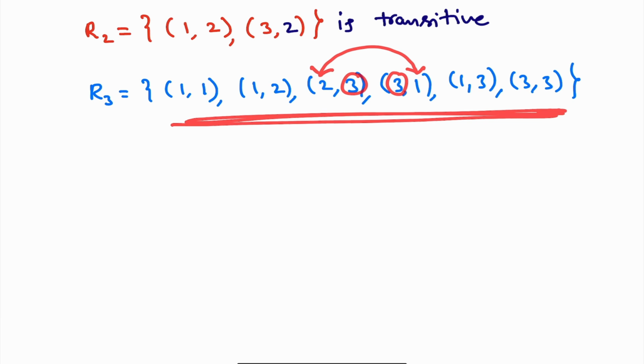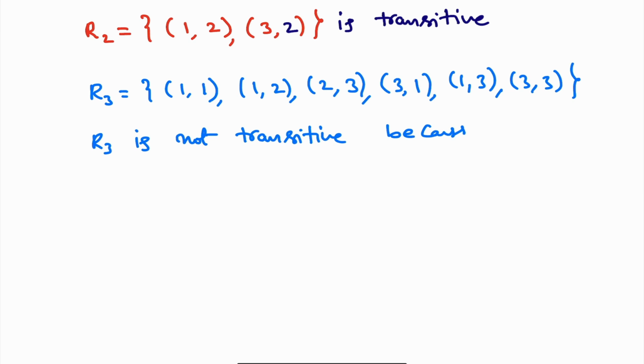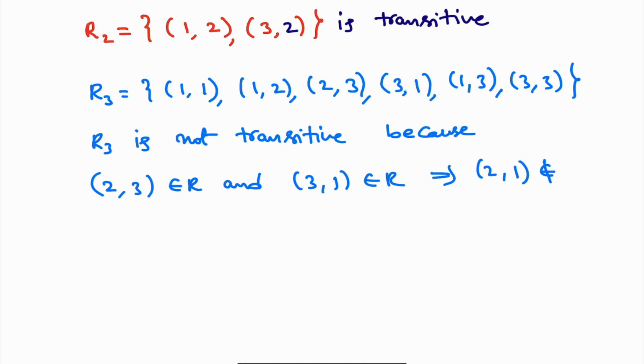Please catch the point. When checking transitivity, you need to check for every such pair of ordered pairs, right? So as we identified one case x, y, z where (x, z) does not belong to this relation, then we say that this relation is not transitive. So R3 is not transitive. What is the reason? Because (2, 3) is there in the relation and (3, 1) is also there in the relation, but (2, 1) does not belong to the relation. Because of this, the relation is not transitive. I hope you understand why this relation is not transitive.